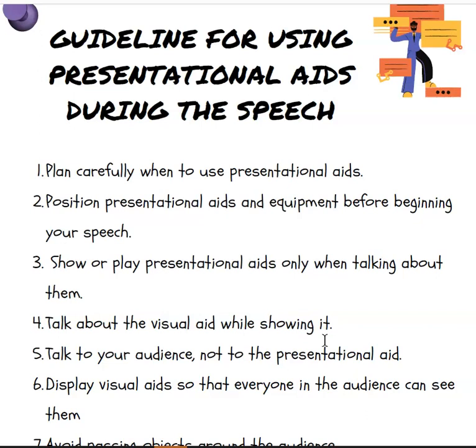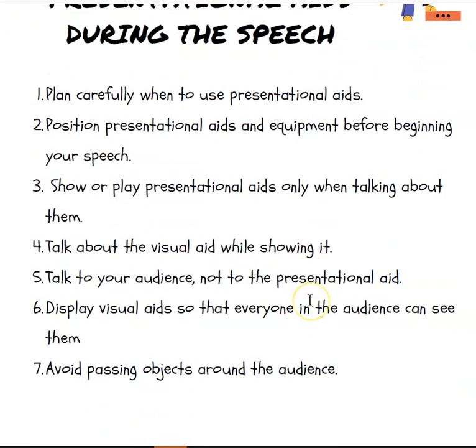Okay, you tend to talk to the presentation aid if you put paragraphs, because you end up reading it, you're not looking at your audience. Okay, and make sure whatever you display can be seen by everyone in the audience. Okay, and finally, avoid passing objects. If you have models or objects that you bring, then don't pass it during your speech, because then that causes distraction. Avoid doing that.